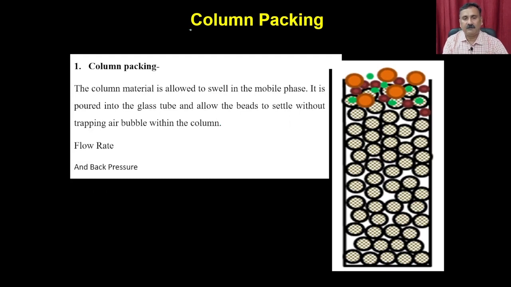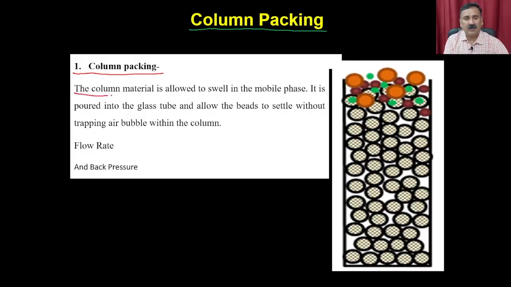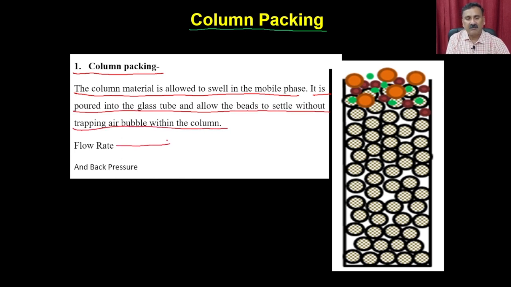Now, if I have to run a gel filtration chromatography, I have to pack the column, right? Column packing is where you have to take a lot of precautions. First, you have to prepare the column material. You take the powder and dissolve it in the buffer of your choice in which you are planning to pack the column. Then the column material is allowed to swell in the mobile phase. It is poured into the glass tube, allowing the beads to settle without trapping air bubbles within the column. You always have to consider two parameters. One is the flow rate at which you are going to pack the column.